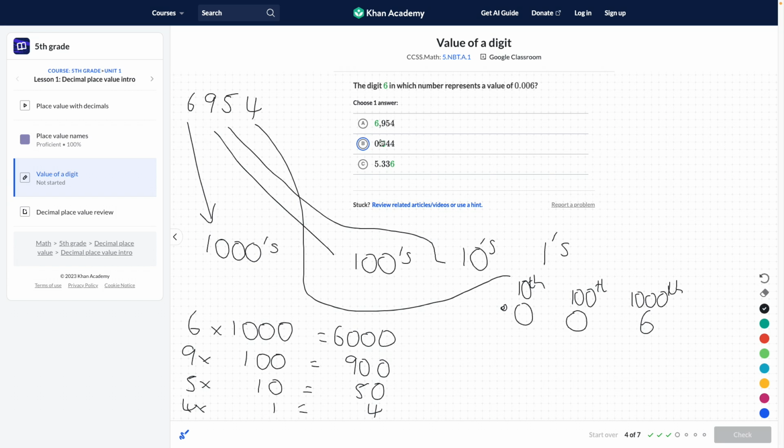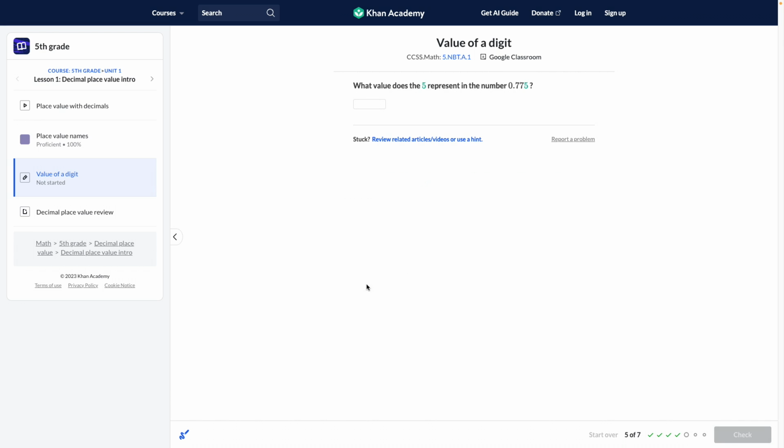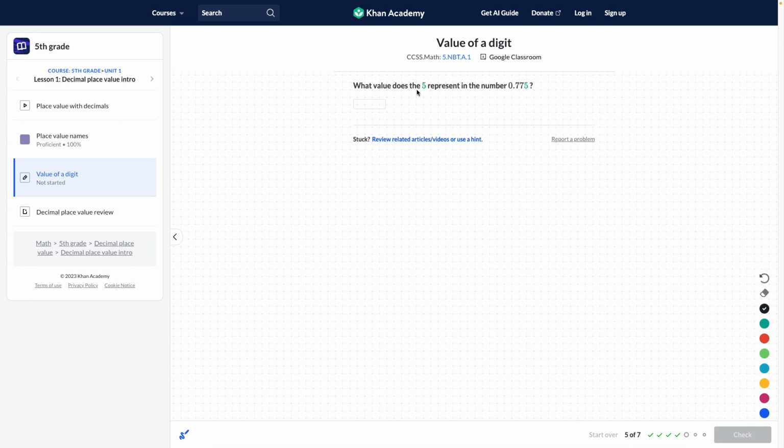Well, we can see that the first one's not correct. The second one has the 6 in this column. Well, that makes it correct here, right? But the third one has a 3 here, which is okay, and a 3 here, which is okay, because we only want to concentrate on the 6 here. So the digit 6 represents this number here, all right? We don't care about the 3s. So C is correct. And let's go check. And we're correct.